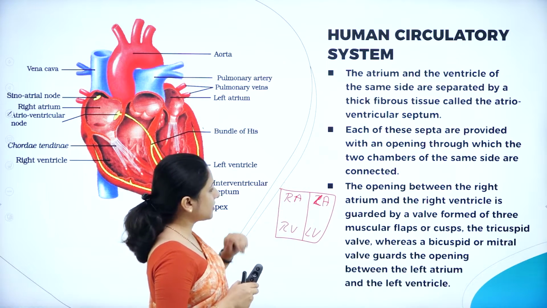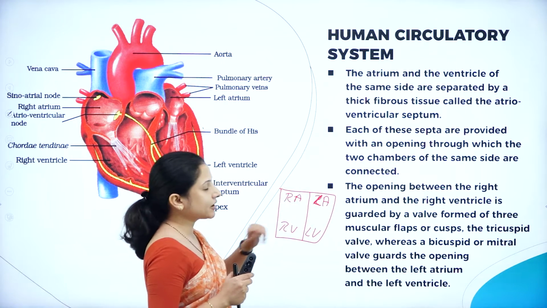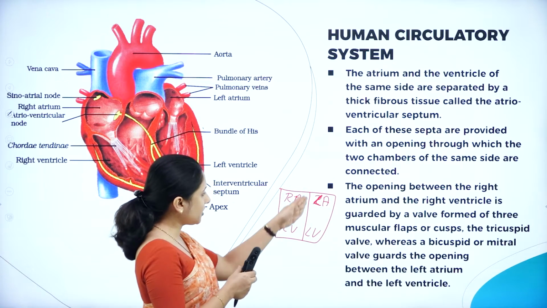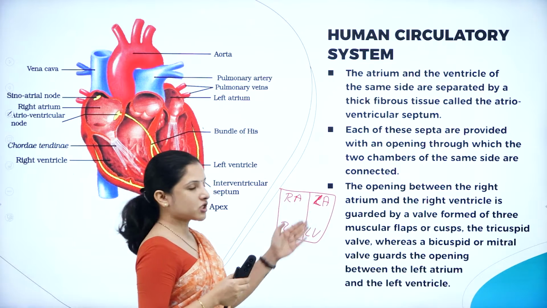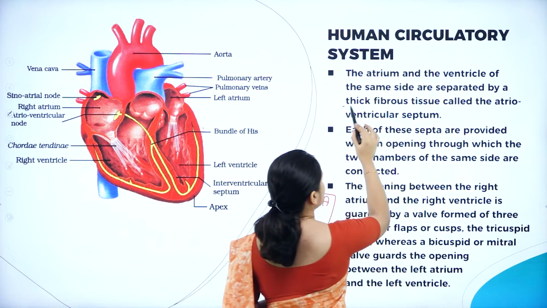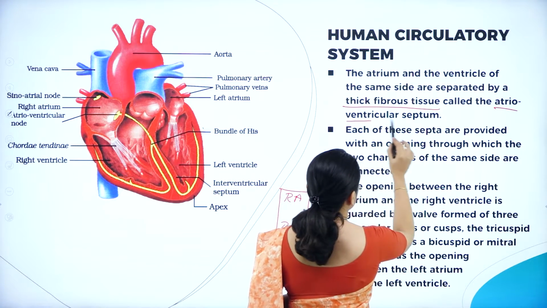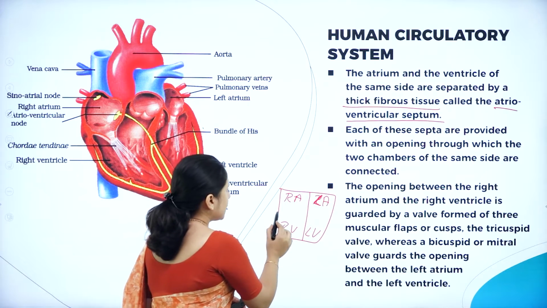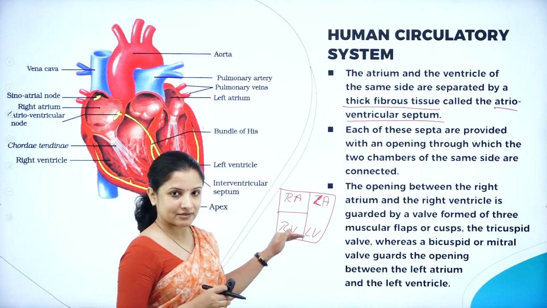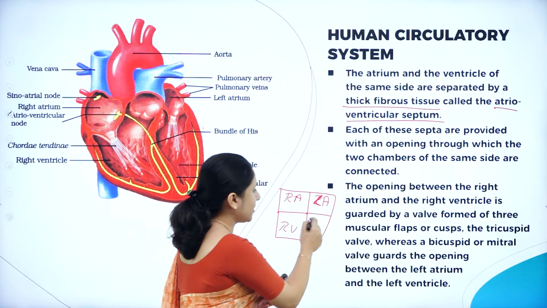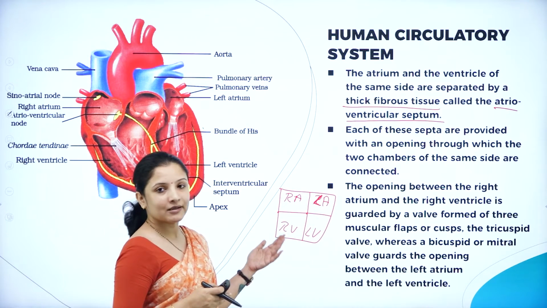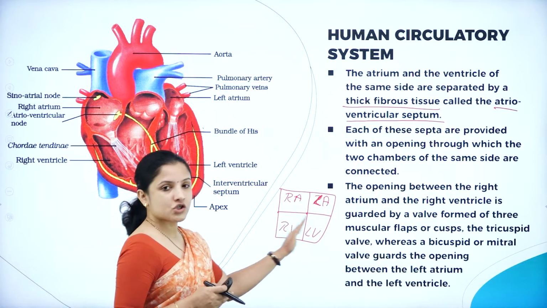What about the right atrium and the right ventricle? What about the left atrium and the left ventricle? How are they separated? Now we know two chambers are there because there is a septum in between here, right? But what about the four chambers now? Here the atrium and the ventricle on the same side are separated by thick fibrous tissue called the atrioventricular septum. The right atrium and the right ventricle are separated by the right atrioventricular septum. The left atrium and the left ventricle are separated by the left atrioventricular septum. So that is how they are separated, therefore forming four chambers like this.